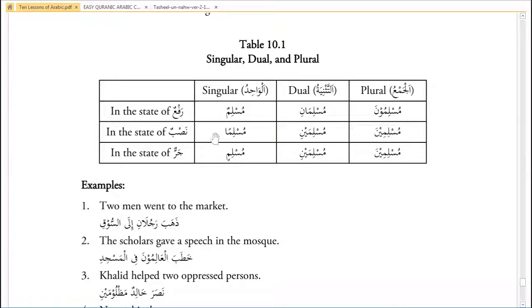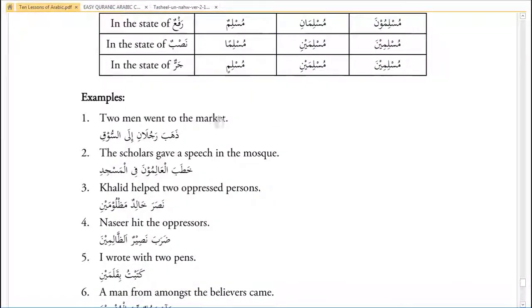But واحد is different. Here we'll look at some examples. So ذهب رجلان إلى السوق. Two men went to the market. Who are going? Two men. So this is in the state of رفع because رجلان is فاعل here. ذهب is فعل, رجلان is فاعل. So فاعل is in the state of رفع. So that's why it will be رجلان.